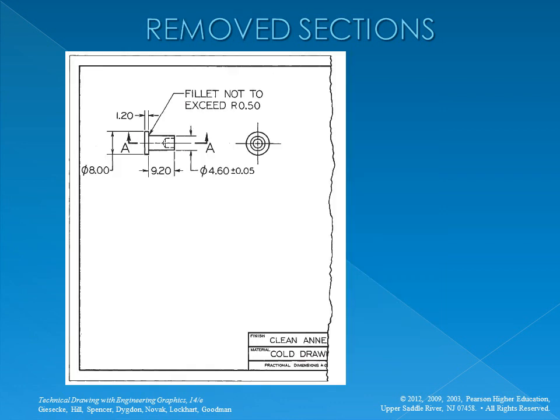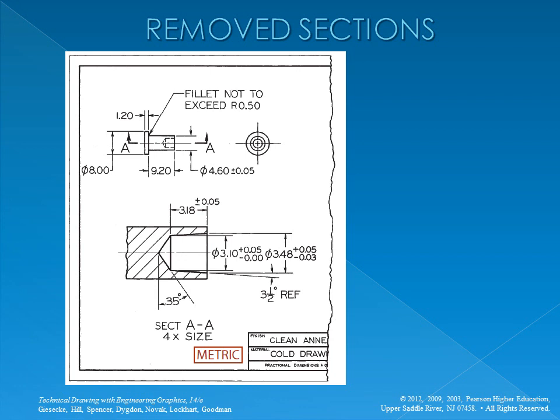A removed section is one that is not in direct projection from the view containing the cutting plane. That is, it is not positioned in agreement with the standard arrangement of views. Removed sections should be labelled, such as section AA and section BB, corresponding to the letters at the end of the cutting plane line. They should be arranged in alphabetical order from left to right on the sheet. Section letters should be used in alphabetical order, but letters I, O, and Q should not be used because they are easily confused with the numeral 1 or the 0.